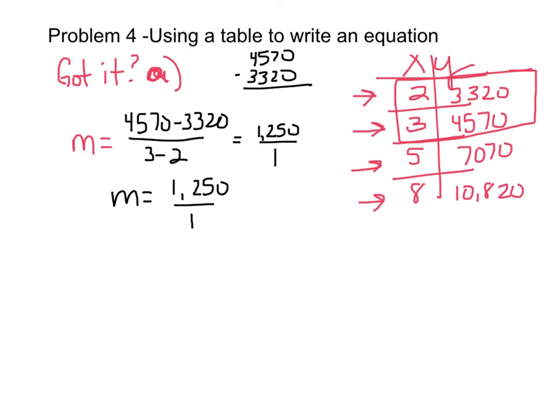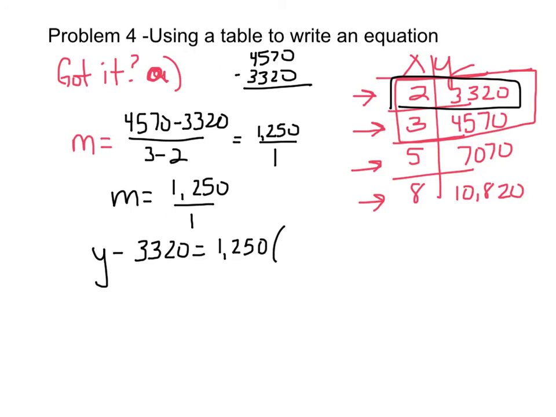So now use point-slope form. Pick any point you want. I'm just going to pick the first one. Y minus y, which is 3,320, equals my slope times x minus 2. Now whenever you write a function, whenever you write an equation, I really want you to solve this and get it solved for y. Please solve it for y.